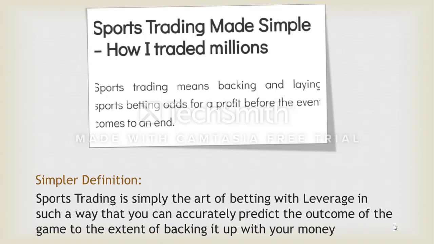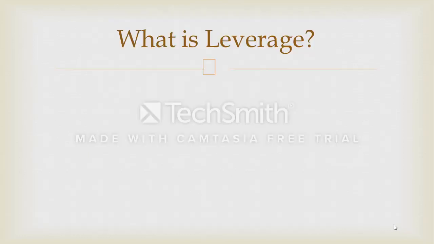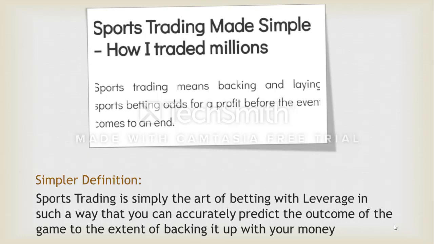Now, spot trading, according to my own and simpler definition, is simply the art of betting with leverage in such a way that you can accurately predict the outcome of a game to the extent of actually backing it up with your money. Meaning, you can actually know the outcome of a game even before it is played, to the extent of putting your money on the line, of betting your money. So, you might be asking yourself, what is leverage? I mean, if I'm saying it's the art of betting with leverage, you should know what leverage is.